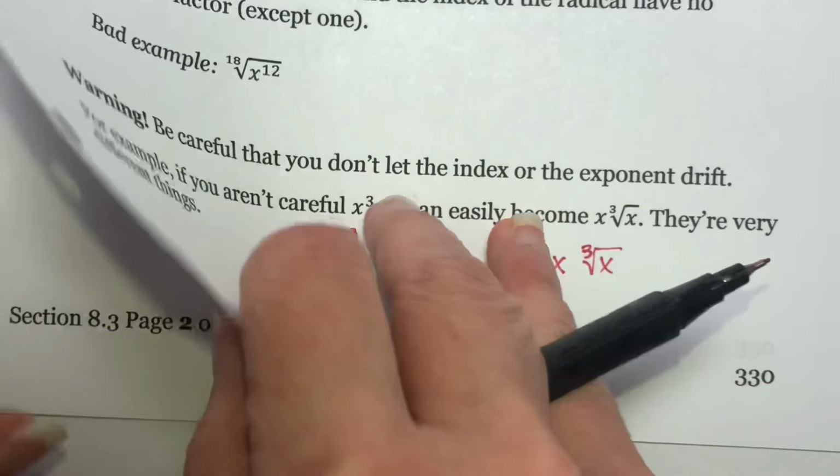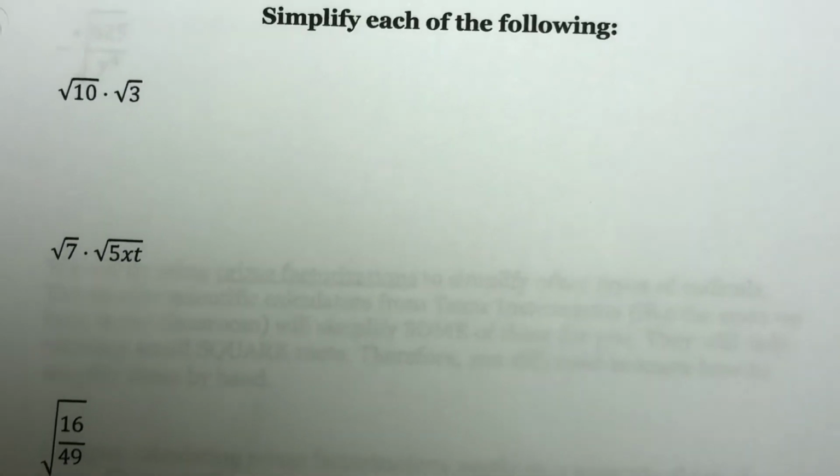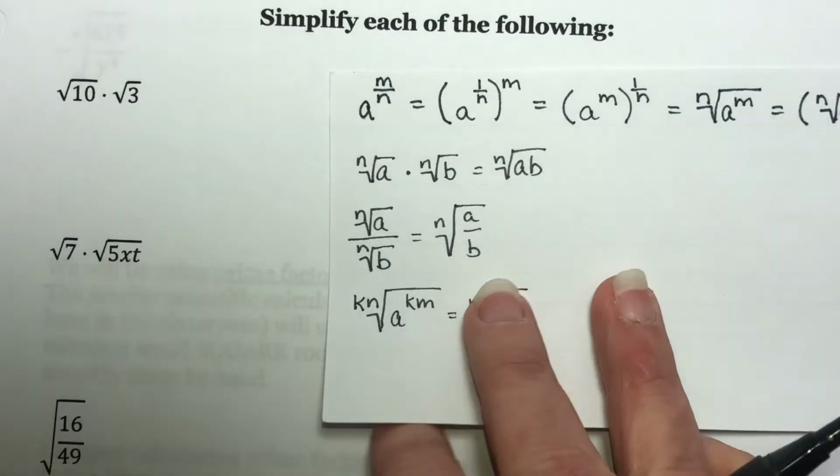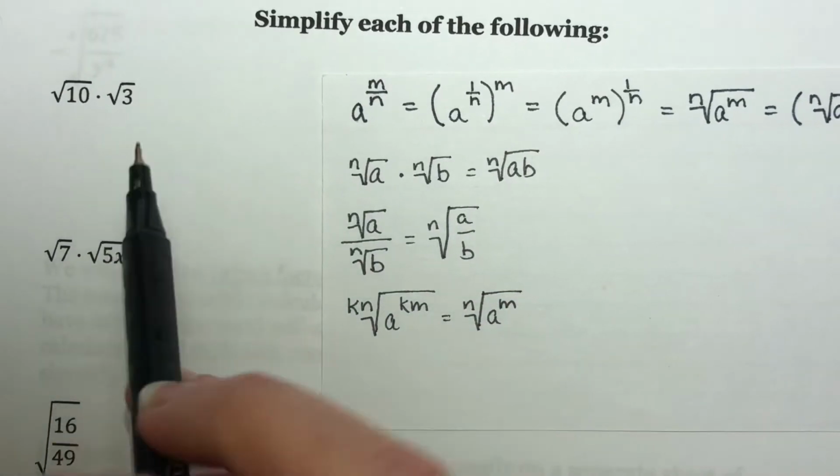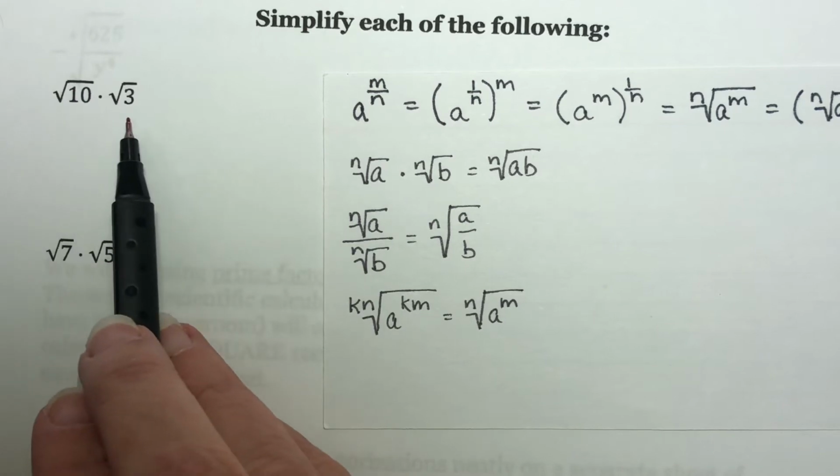Okay, so we're going to start using some of these properties and just see where we end up. I have my properties written on an index card, so it's easy to reference. I have the square root of 10 times the square root of 3.